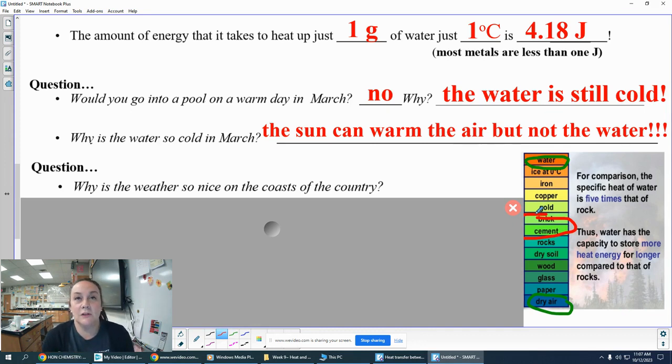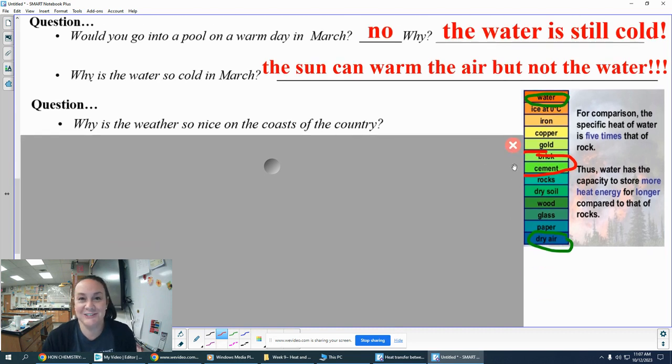So another thing, like when we were talking about radiation, probably talking about the sun, and convection currents are probably talking about weather or ocean currents. Water having such a high specific heat capacity is often why coastal towns have really nice weather. And I wrote a lot here. You don't have to write all this if you don't want.